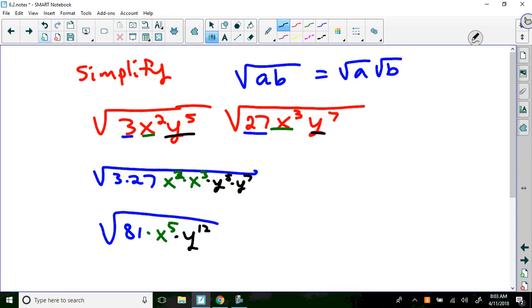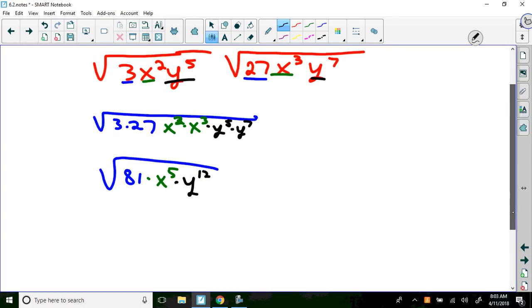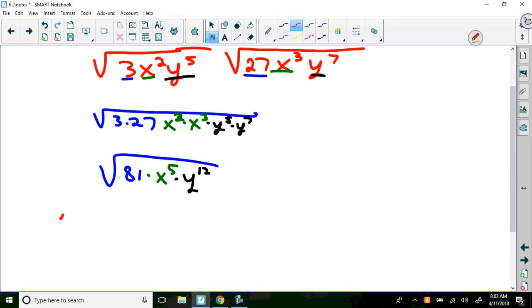Do we know the square root of 81? It's going to be 9. So a 9 pops out. The 81's done. Now that x to the 5th, is all of that going to go out and play? No. If we think about that, that x to the 5th could be thought of as x to the 4th times x to the 1st. So what's going to go out and play from the x's? X to the 4th square root. So x squared goes out.